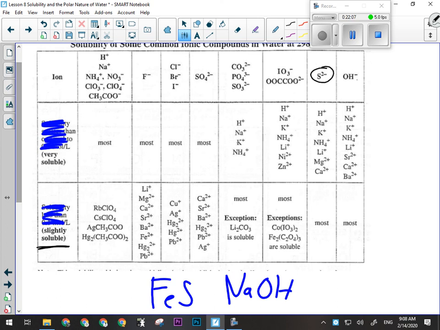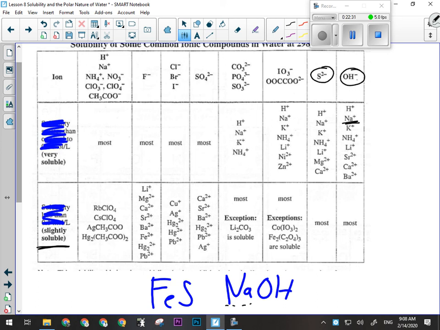For sodium hydroxide, hydroxide is my negatively charged ion, so I go to the top row and find hydroxide, and in this compound it's paired with sodium. Sodium is right here. So is that compound soluble or not soluble? It's soluble because it's paired with something in that second row. Everybody follow how that chart works?